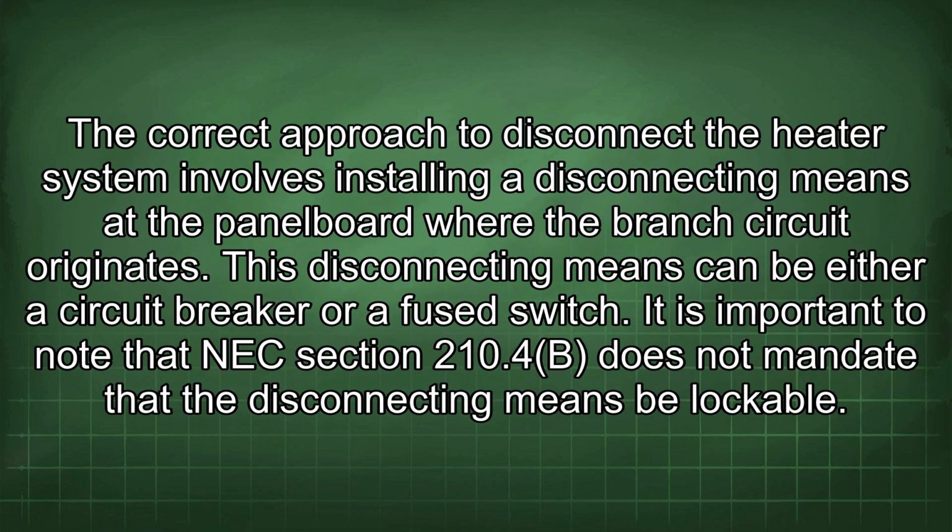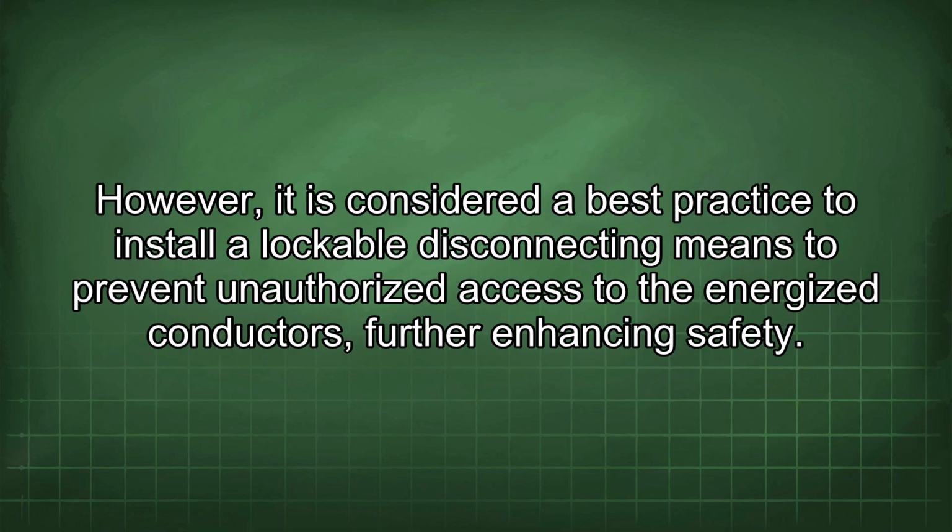The correct approach to disconnect the heater system involves installing a disconnecting means at the panel board where the branch circuit originates. This disconnecting means can be either a circuit breaker or a fuse switch. It is important to note that NEC Section 210.4(B) does not mandate that the disconnecting means be lockable. However, it is considered a best practice to install a lockable disconnecting means to prevent unauthorized access to the energized conductors, further enhancing safety.